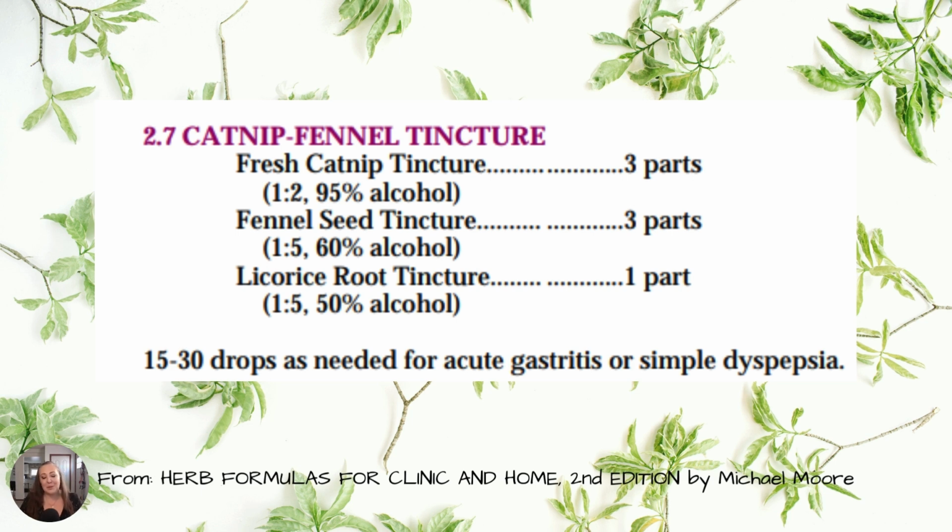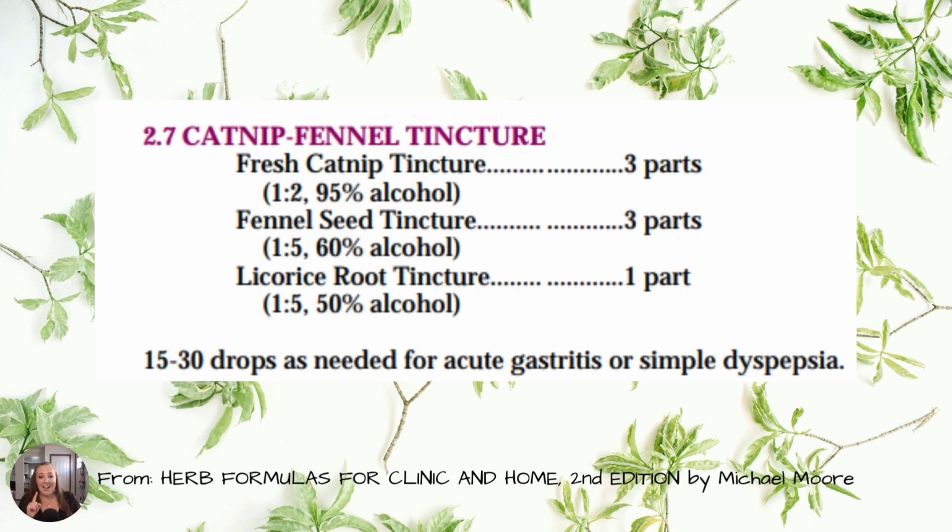So what do you do when you come across something that looks like this? This is a catnip fennel tincture that is actually made out of 3 already prepared tinctures. Let's break it down, beginning with the fresh catnip tincture. So what this means is it's at a ratio of 1 to 2. So we are going to be using 1 part of our fresh catnip herb to 2 parts alcohol, okay? Or 2 fluid ounces of alcohol.